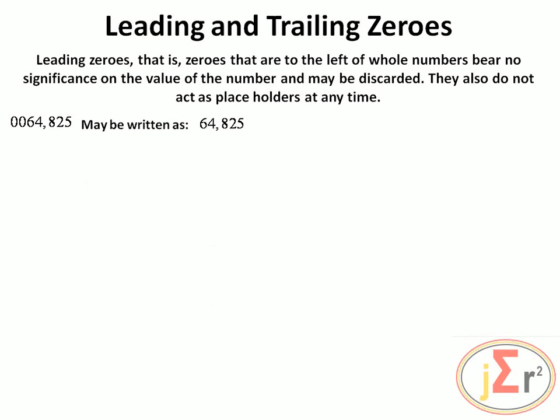So we have a number right here with two leading zeros. Of course, they may be discarded and the number may be written as 64,825. And of course, that one has three leading zeros and they also may be left off. And the answer is 563.97.